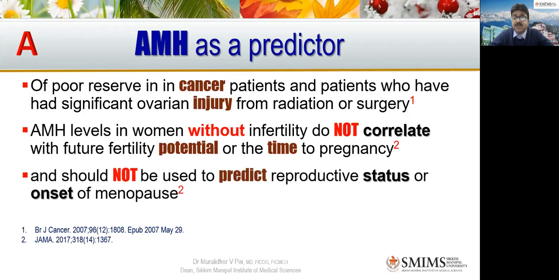And it should not be used to predict reproductive status or onset of menopause. See what I was telling in the previous slide, now it is telling. Don't use it to determine the onset of menopause, or to say that, okay, you have a good AMH, so you are going to get good children and all that. No need. Don't waste your time on a person who is not complaining of infertility.